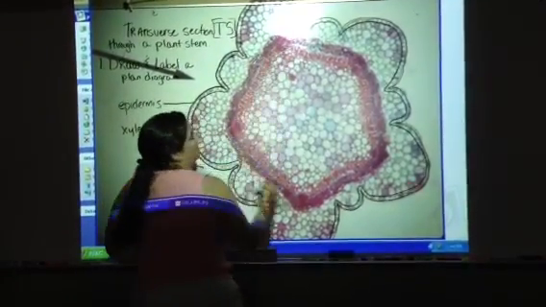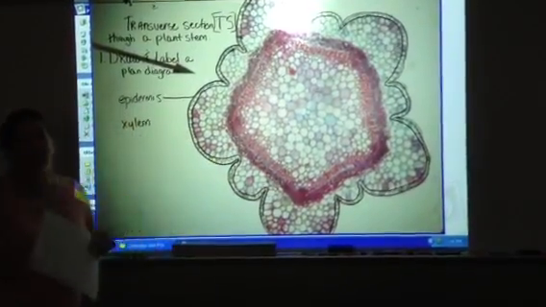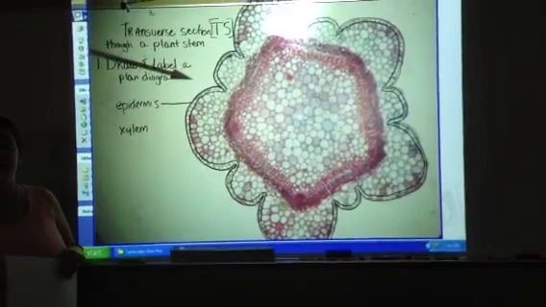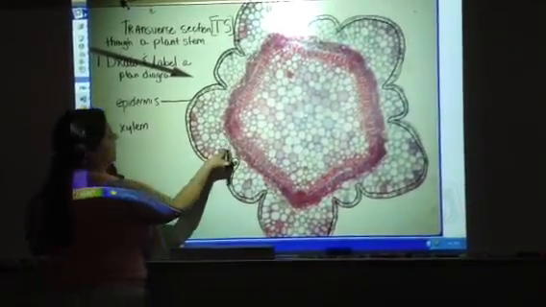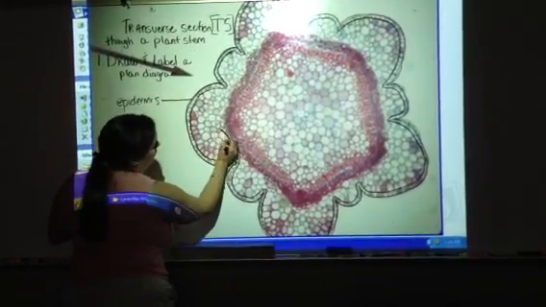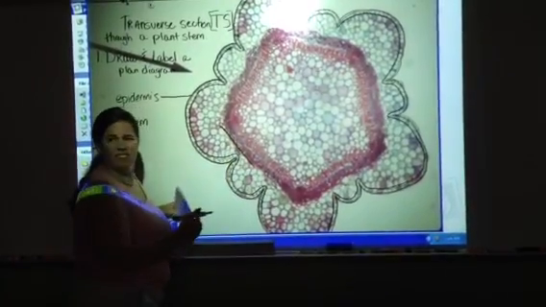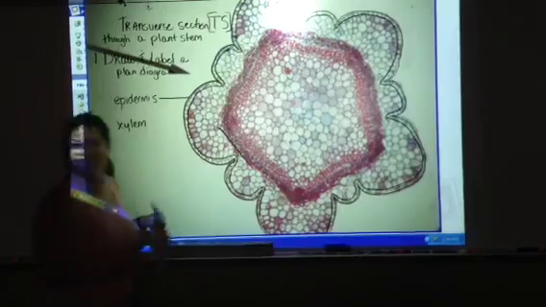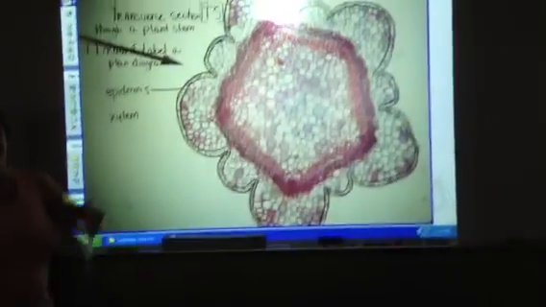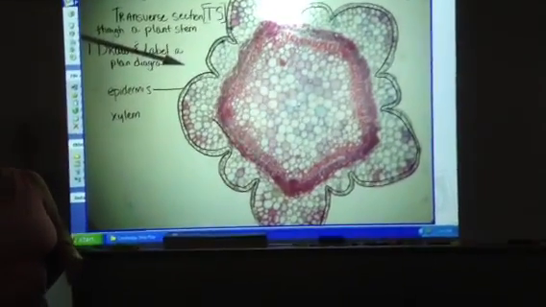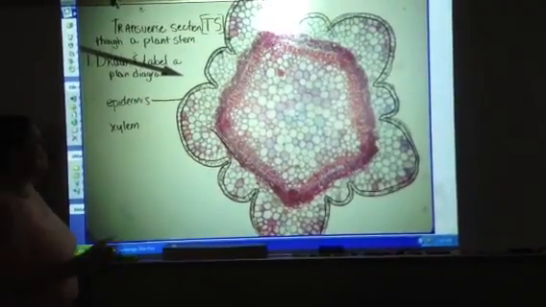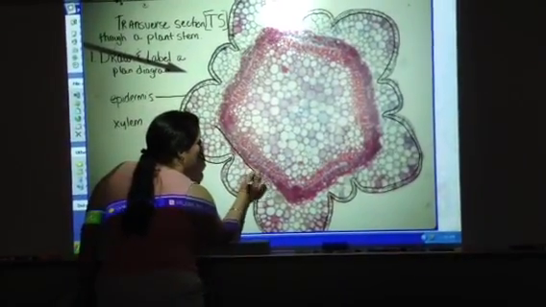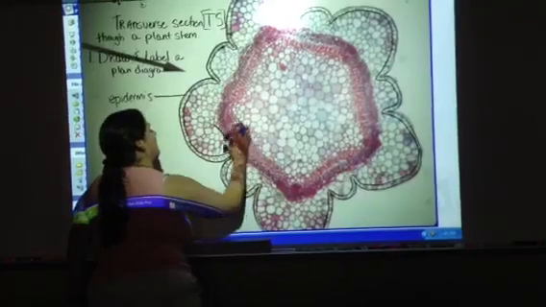First of all, you can see here that we have this darkly stained tissue that's going to be the xylem. The reason it's darkly stained is because it contains high amounts of lignin. All right, and so we are going to, is it lignin? Yes. Xylem's lignin. Okay, that's what I thought. Okay, well let's go back because I'm having a moment here.